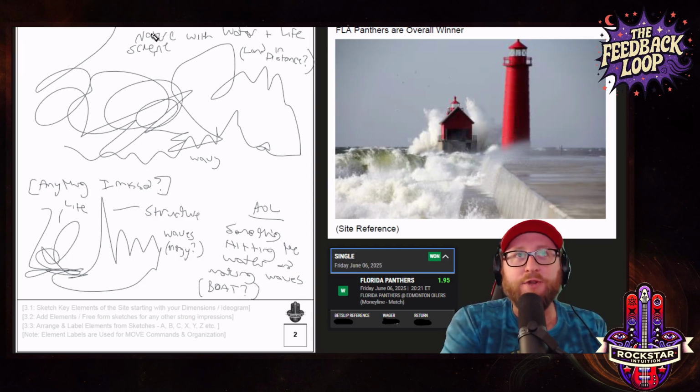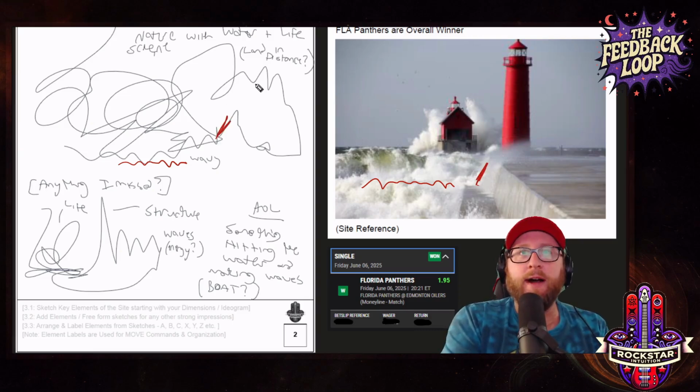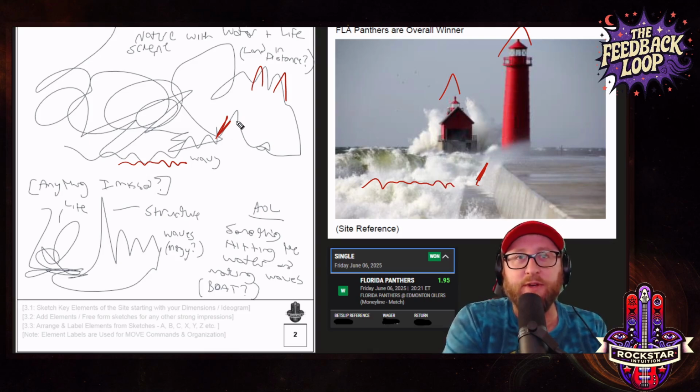I wrote nature scene with water and life, land in the distance. And so, I have this wavy stuff here, the water. You see it kind of coming up, the water coming up to the edge of a structure like here. And then you have a couple protrusions, sort of up above, so that had some pretty good correlation there. I did write, again, anything I missed.